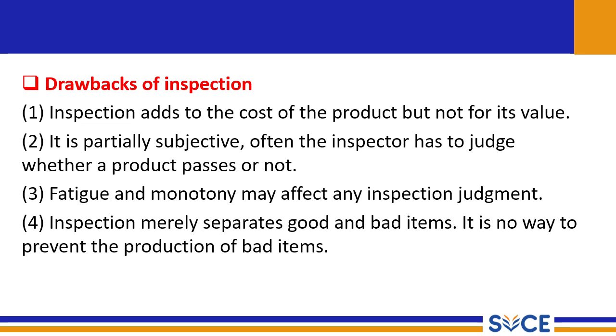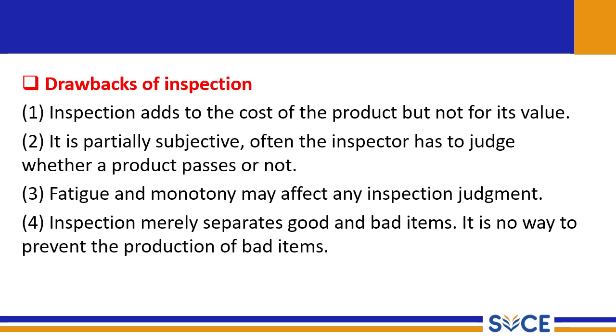Inspection merely separates good and bad items. It is no way to prevent the production of bad items. Whenever we do inspection, we are doing it only on the finished product, so it doesn't prevent the production of bad items. The bad items may still come to the project, but the main objective is to make sure we are not using the bad items in our project. We separate the good and bad, and avoid using the bad items. That is the main objective of inspection.